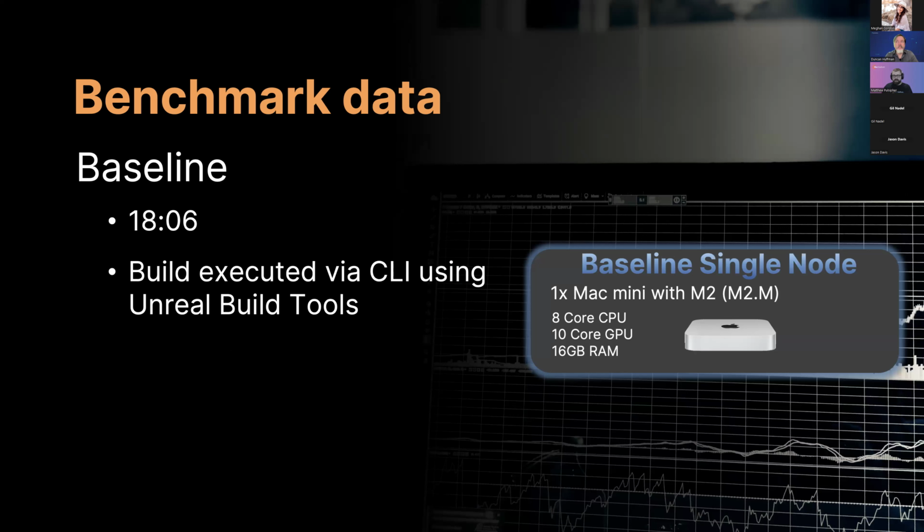So as a baseline, we're going to use a single node, and that's going to be our initiator node, but running without Incredibuild. So that's a standard Mac Mini with M2 and 16 gigs of RAM.